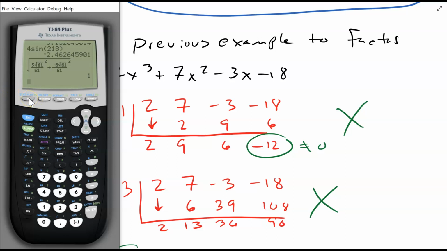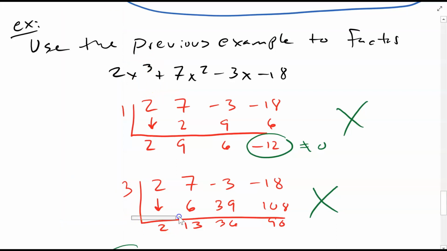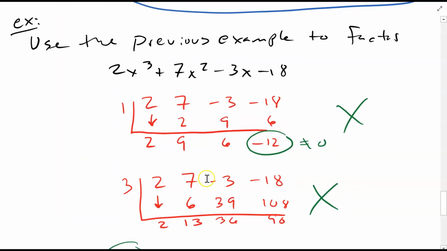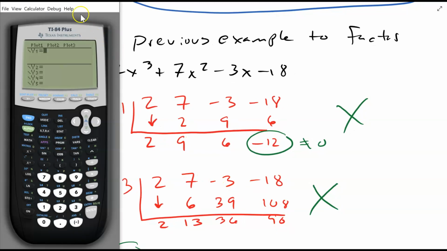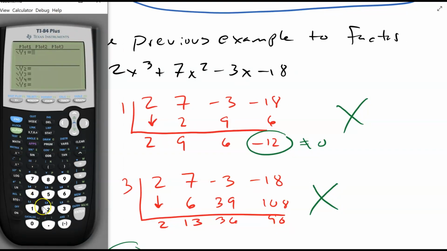Where do we go on our graphing calculator if we want to graph something? What button do we have to press? The y equals button. Okay, and then where it says y1, if I have anything there, I'm just going to clear that stuff out. And I'm going to type in our polynomial exactly as it's written on our sheet of paper. So 2x cubed plus 7x squared.